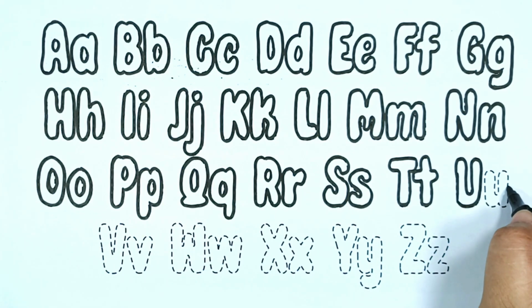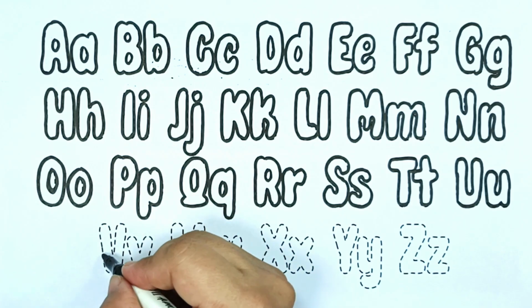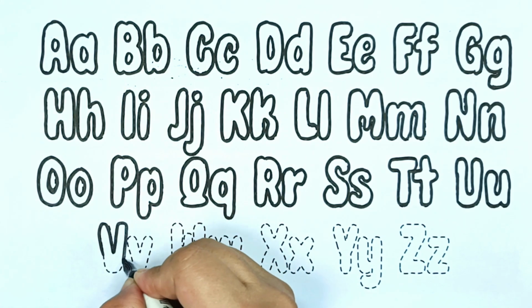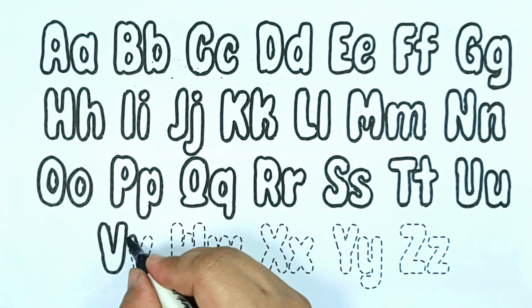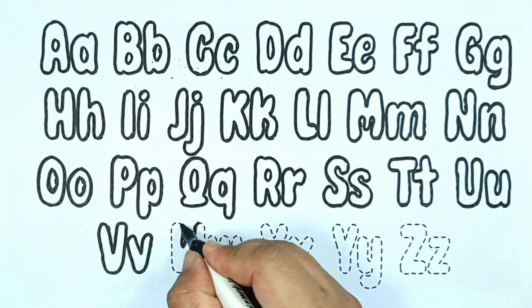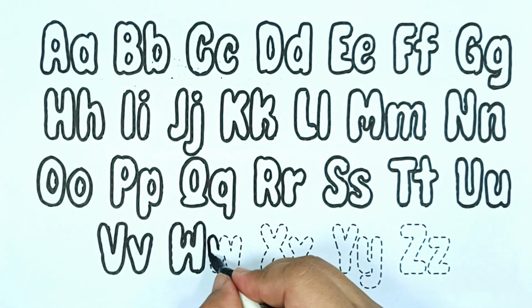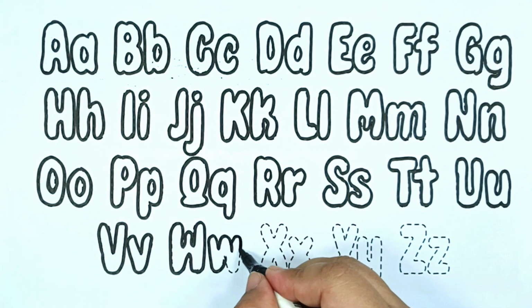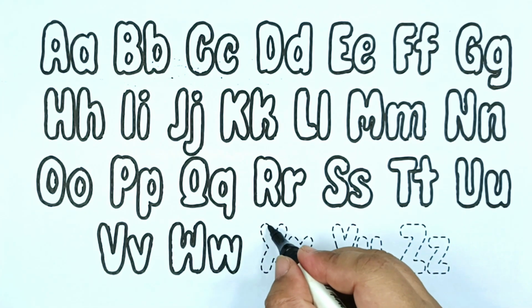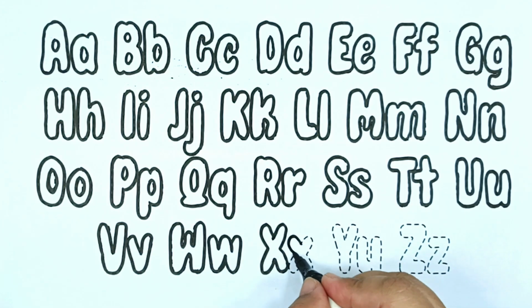U. U for umbrella. V. V for van. W. W for watch. X. X for xylophone.